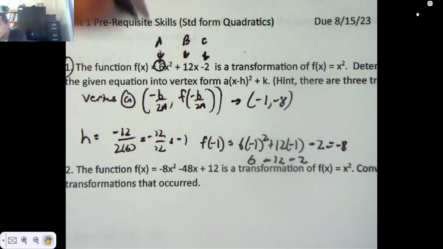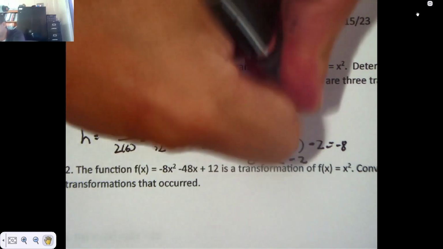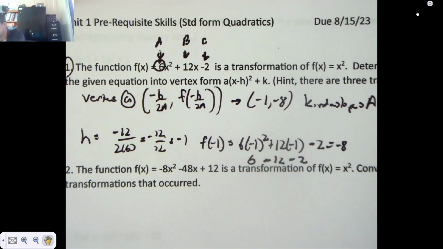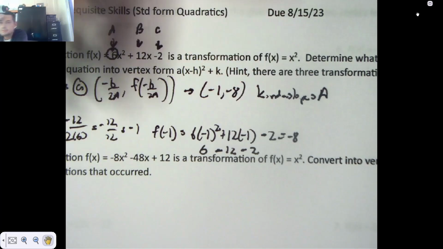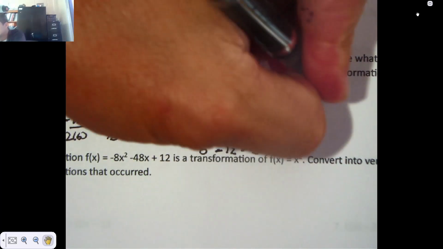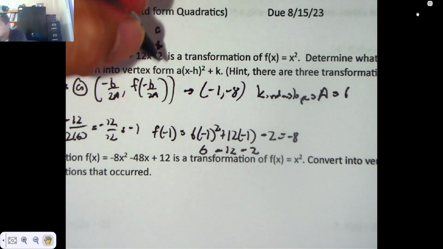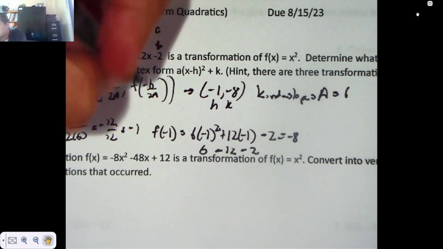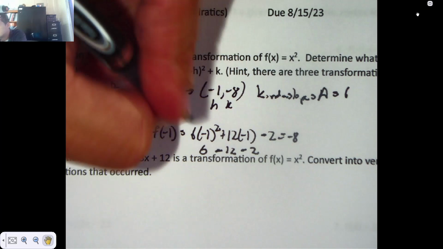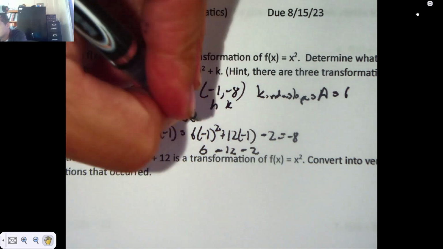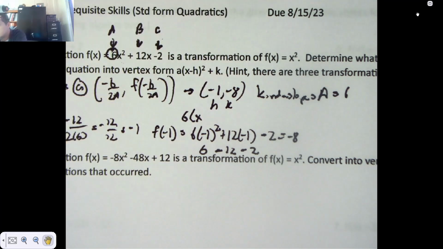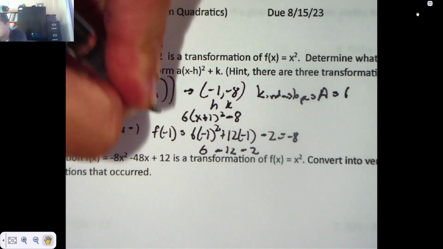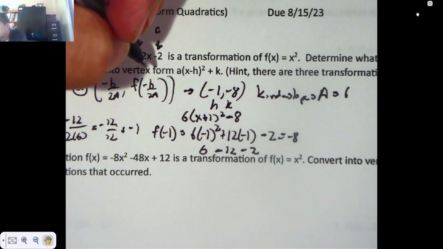This value out here is still A, your kind of slope. It's a capital A here, notice it's not a lowercase a because it's not vertex form, and it is 6. Anyways, vertex form is done now. I've got H, I've got K. So my equation here is going to be 6, because there's a 6, x minus a negative 1, that becomes plus 1, quantity squared minus 8. And there is my function.